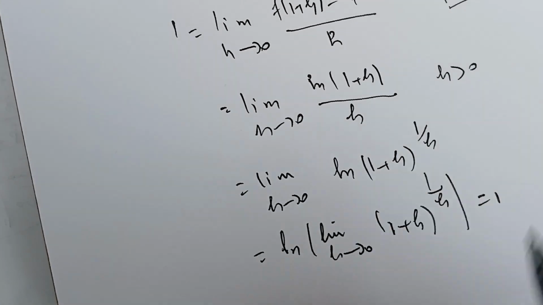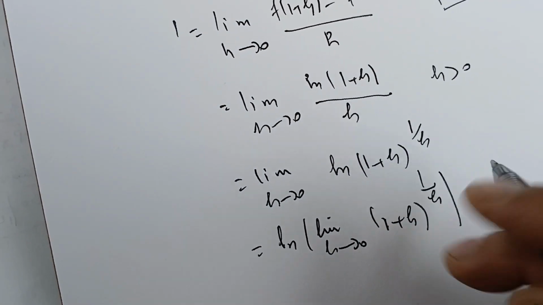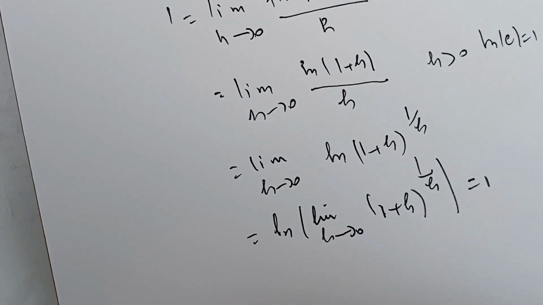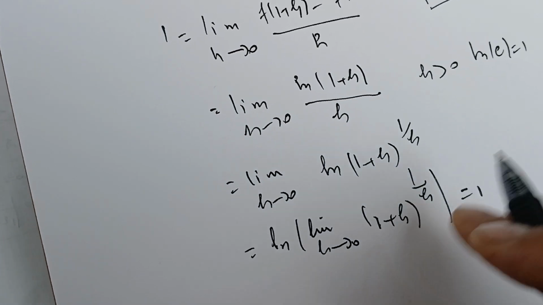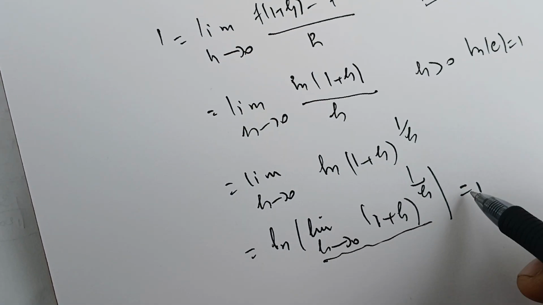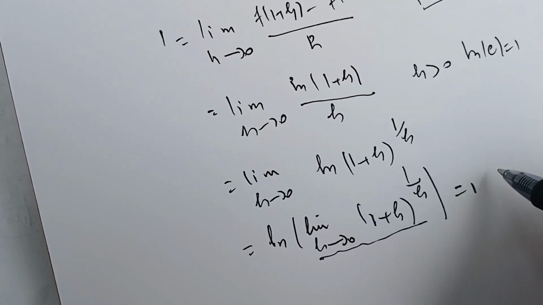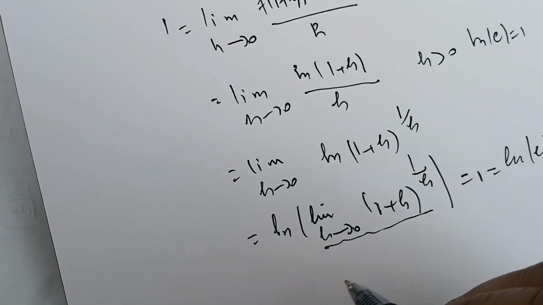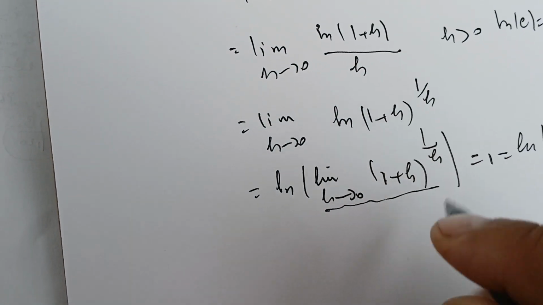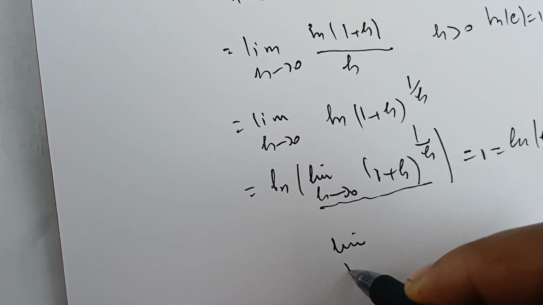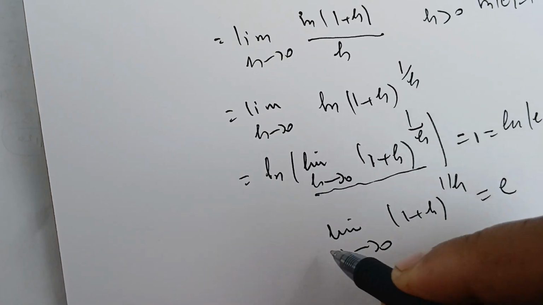One more thing is, okay, so we know that ln of e is 1. So in this case, we know this quantity here is equal to ln of e by the injectivity of the function. That means since this function is increasing, it's injective. So we have the limit as h goes to 0 of 1 plus h to the power 1 over h is equal to e.